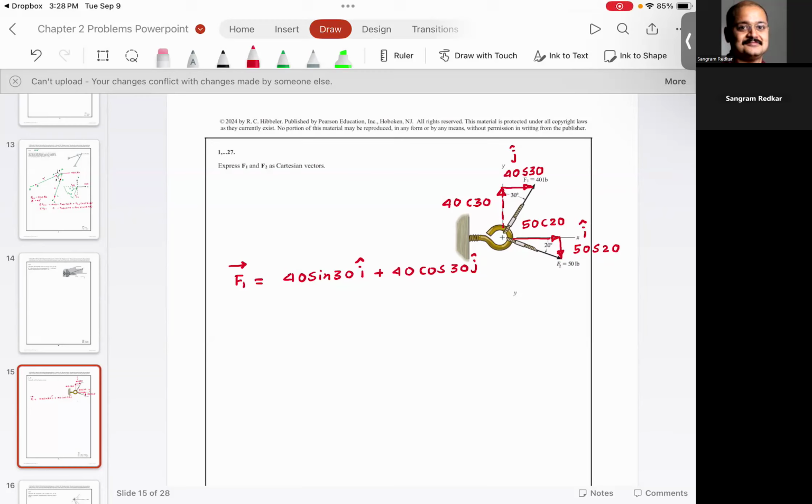Okay, F2. So you have 50 cosine 20 i, and now look, 50 sine 20 is going in the downward direction, which is opposite to y. So it would be minus 50 sine 20 j. Do you agree with me?